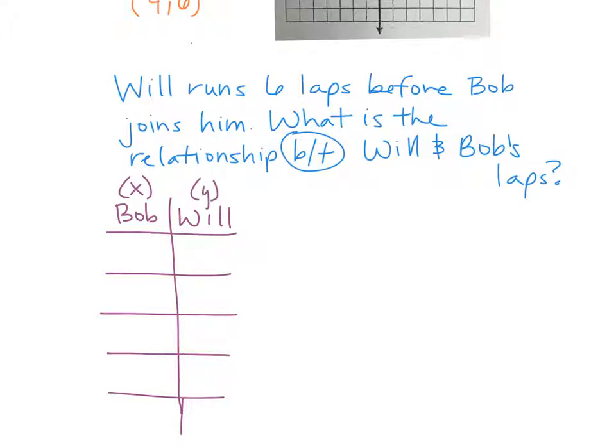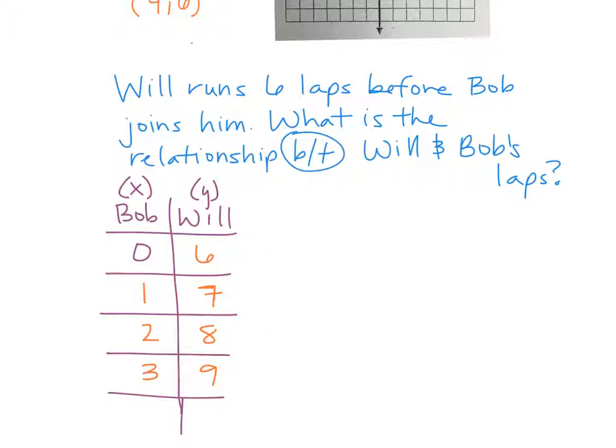So if Bob runs 0 laps, how many laps has Will run? 6. It says he ran 6 laps before Bob joined him. So if Bob runs 1 lap, how many laps did Will run? Not 12. 7, right? Will has run 6, and he runs 1 more with Bob. So 7. If Bob runs 2, Will runs what? 8. If Bob runs 3, Will runs 9.